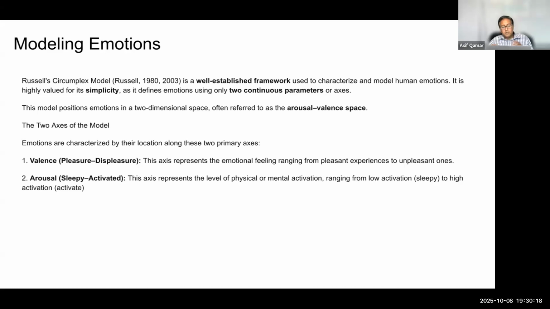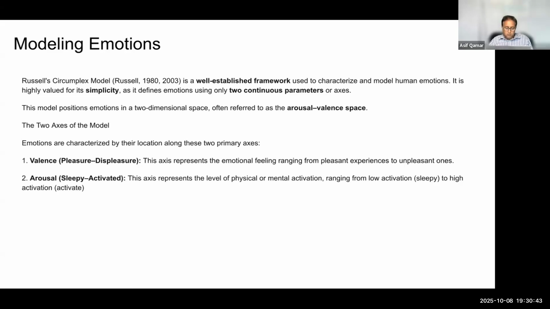Sometimes the arousal may be sleepy, meaning it is not very visible. You are kind of tired, but at the same time your valence will be much higher. So there are combinations. You can imagine four types of combination: valence is high and arousal is low, and so on. You have four combinations. So this mental model is trying to model all the emotions in two-dimensional space.